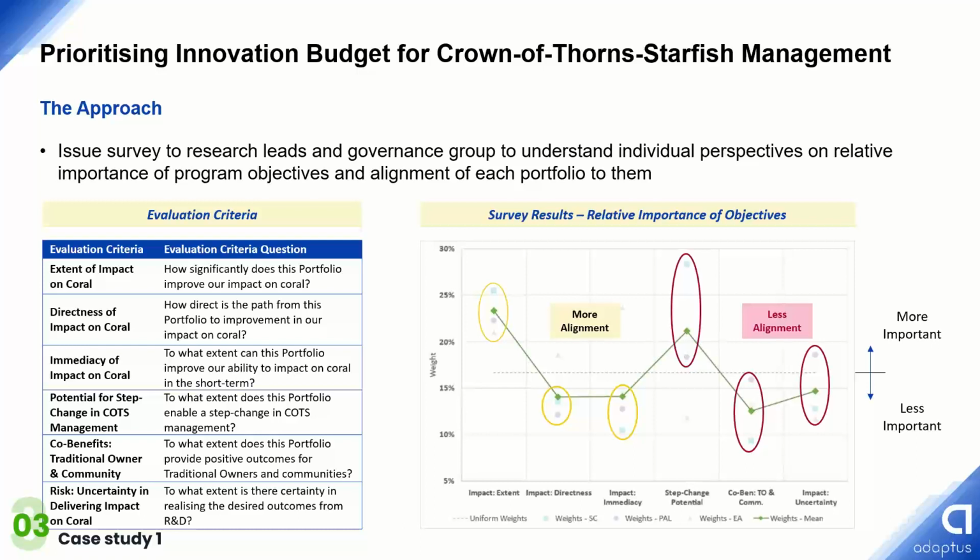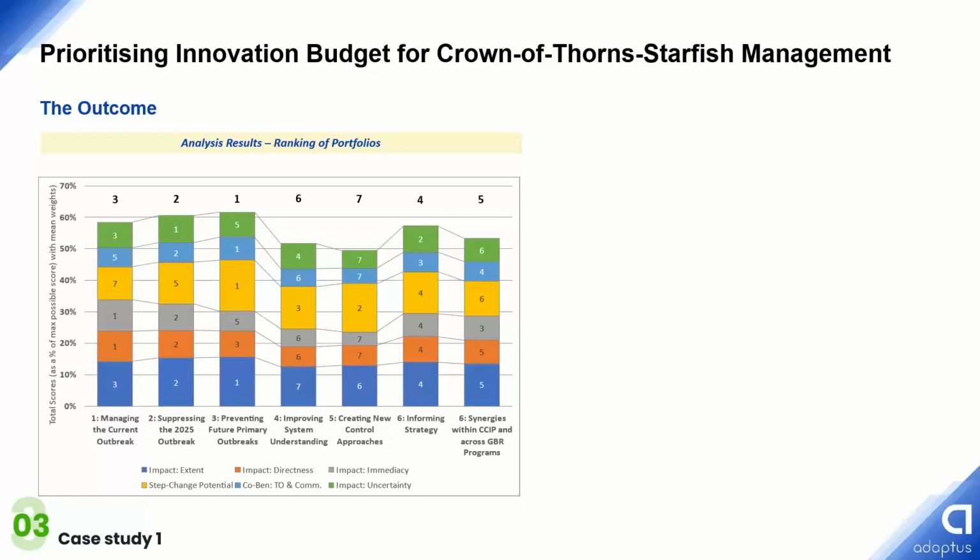So you can see here, the first 3 criteria, much more alignment across the different groups in the program, and the last 3, a little bit less alignment. Next slide. We then issued a separate survey to each of the members in the program to have them assess each of the portfolios against those criteria, and that gave us a ranking of which portfolios were seen to be higher performing or better performing than others. So we had here the preventing future outbreaks, number 3, was the top performing, followed by suppressing 2025, and they're both quite similar. Next slide, please.